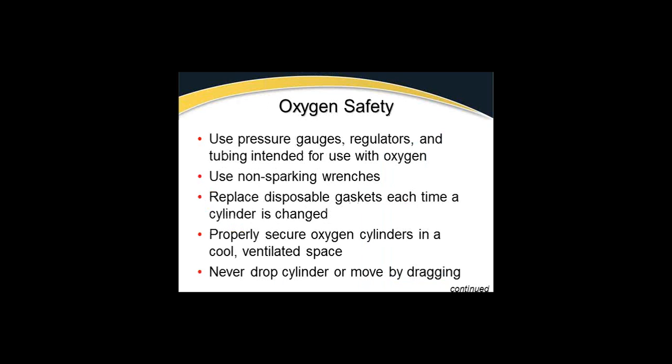So, oxygen safety: use pressure gauges or regulators and tubing intended for oxygen. On portable bottles, you can only use an oxygen regulator on an oxygen bottle. There's a specific setup that won't allow you to use other ones. We'll touch on that in a second. Use non-sparking wrenches. Usually we have plastic wrenches that we use if we have to use an O2 wrench. Replace the disposable gasket each time the cylinder is changed. They will wear over time.